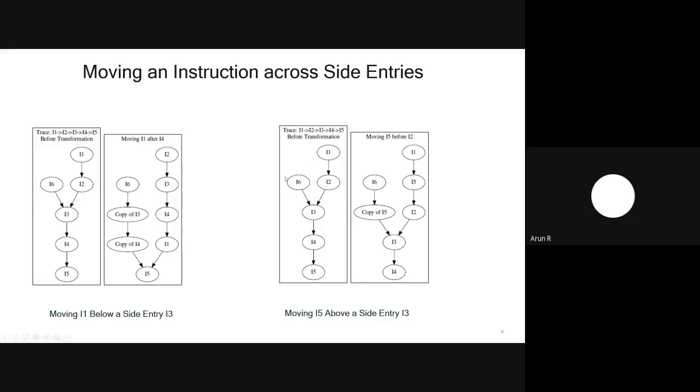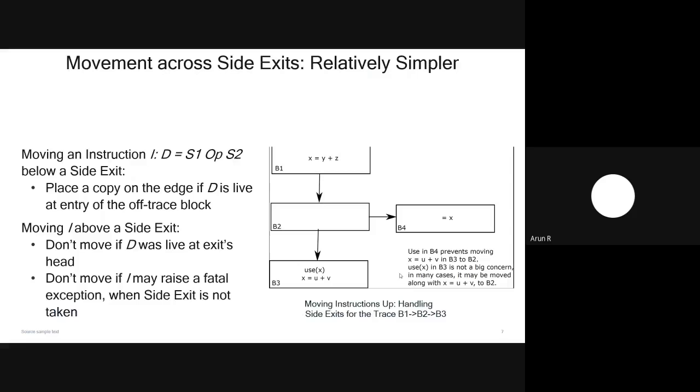If we take this path at runtime, then we should be executing I6, I3, I4 and I5. But if we simply move I5 between I1 and I2, then on the off-trace path we won't be executing I5 at all, which is not correct. So what we do is place a copy of I5 and then jump to I3, and then we can move this I5 between I1 and I2. In this case, whether we execute the trace or the off-trace path, our program will be correct. Please stop me if anything is not clear.